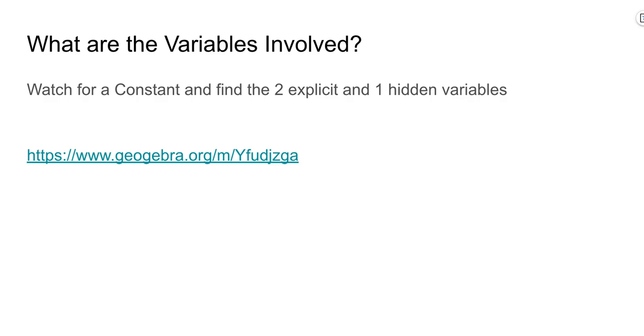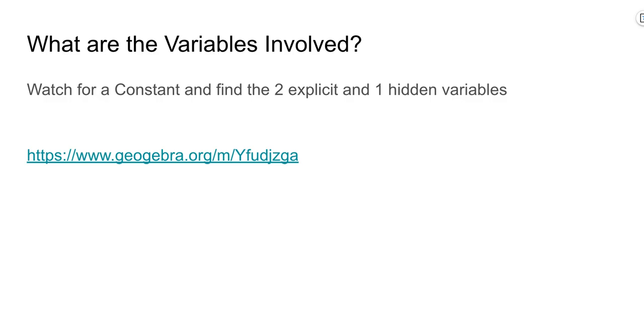It's a ladder sliding down the wall. So think about what variables are involved here, what are possible variables, and what things are constant, because that's how we're going to be setting things up. And then I'm giving you a little bit that there are going to be 2 explicit variables and 1 implied variable, which might be thought of as a hidden variable.